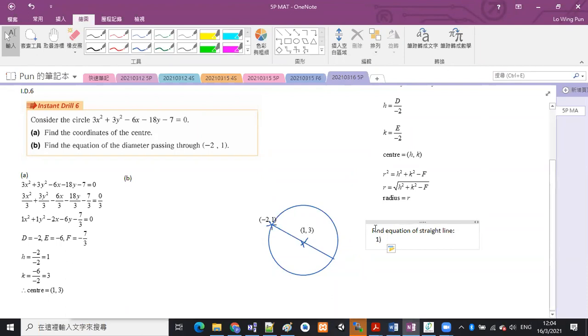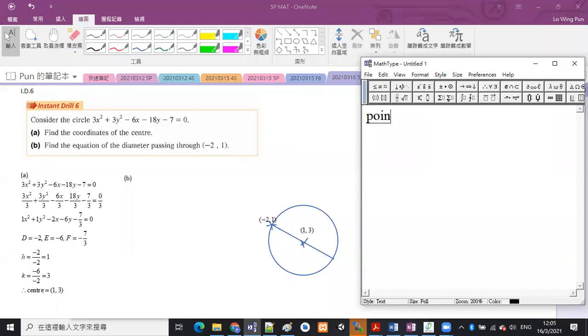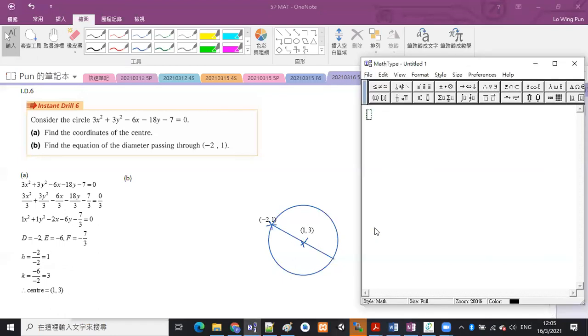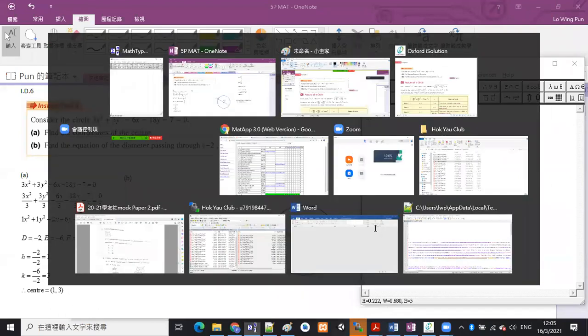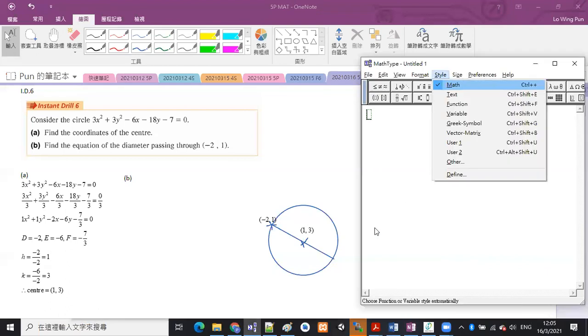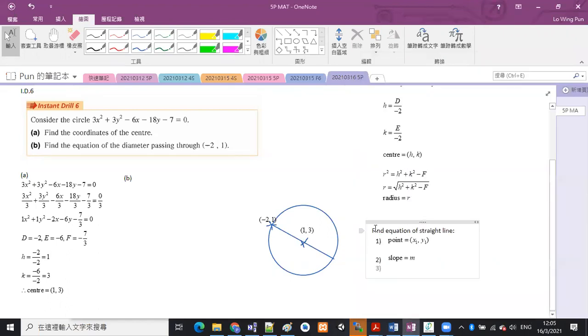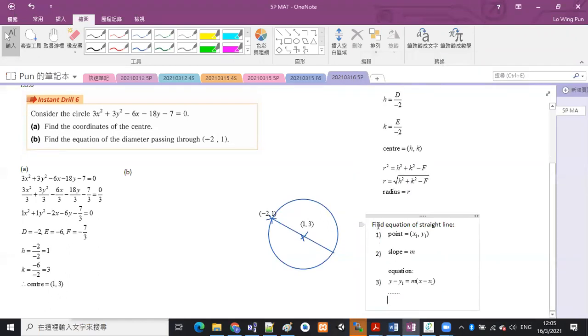To find the equation of a straight line, we need step 1, point, and then step 2, slope, and then step 3, the equation will be y minus y1 equals m times x minus x1. And then simplify. Like this.